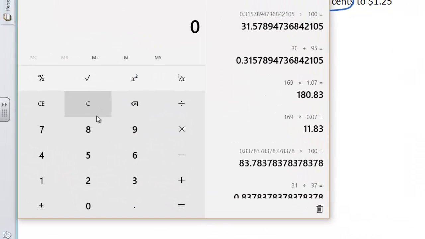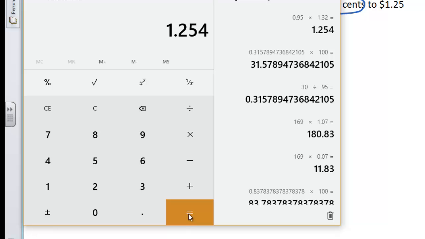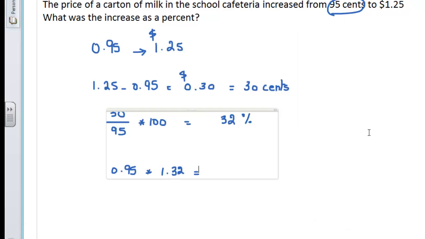So 95 cents, I multiply by something that includes 100 and the increase rate, which is 32. So 1.32 equals exactly $1.25. So that means my job is correct.